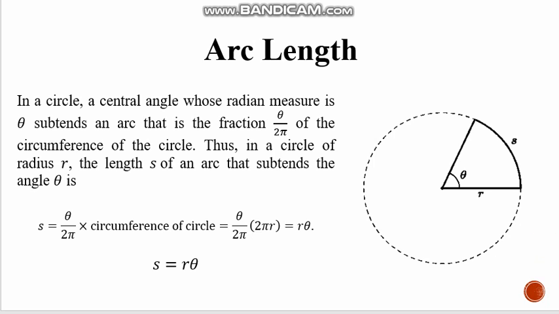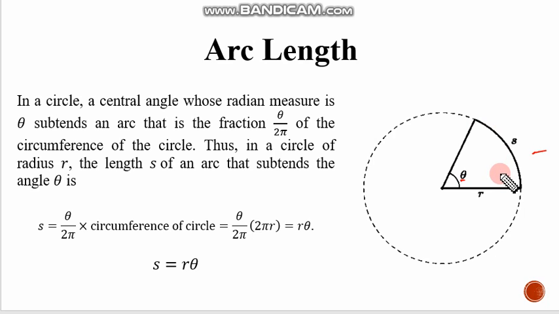The arc length. In a circle, a central angle whose radian measure is theta subtends an arc that is the fraction theta over 2 pi. So for this example, that's the fraction of the whole circumference of the circle, pi over 2 pi. 2 pi is the whole circle, or the circumference of the circle. So the theta here, or the angle here, is just a fraction of the whole circle, of course.